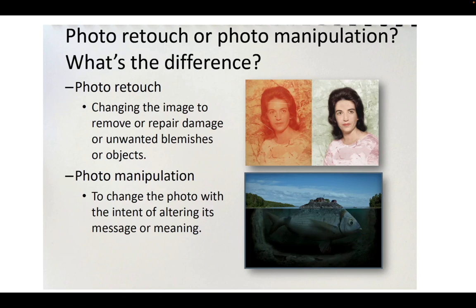Now, photo manipulation is to change the photo with the intent of altering its message or meaning. So if we look at this fish image at the bottom, we have this giant fish in this tiny lake. And then on top of the fish's back, we have an island with a house, and it looks like a shed. So when we think about photo manipulation, we are altering its message or its meaning, and we're making it either way more fantastical, or we're completely changing the meaning or the tone of the message itself. Now, the image of the fish, no one's saying that this is a real image or a real place, but it's fun to think about as an art or as an artistic practice.